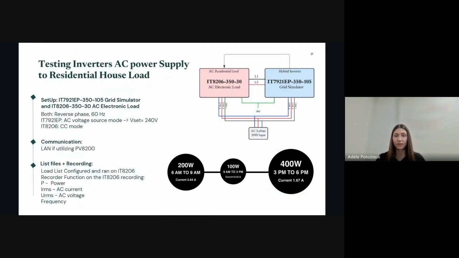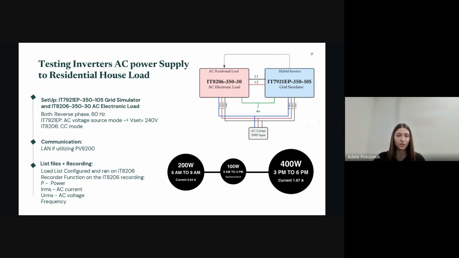Next, I wanted to test the inverter supplying power to the house. For the actual test, I used the 8206 to emulate the AC load and the 7921 EP to emulate the inverter. To emulate the residential load, I wanted it to be dynamic and not the same power throughout the day. As mentioned before, medium to low, so around 200 watts, low power usage at around 100 watts, and then high usage at 400 watts at the end of the day.